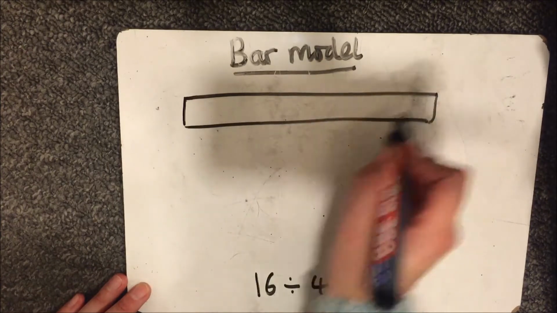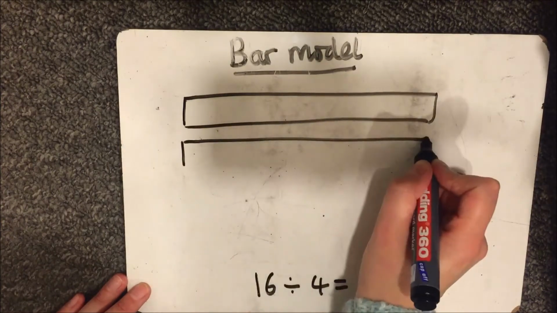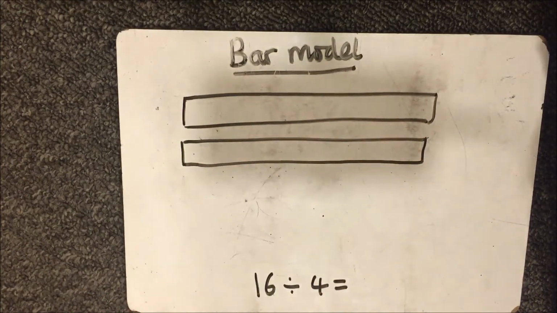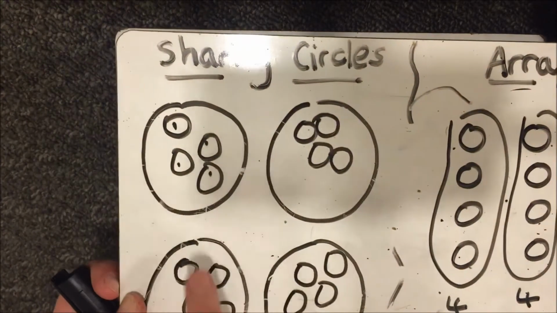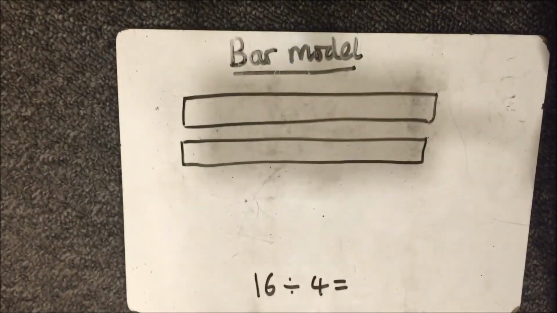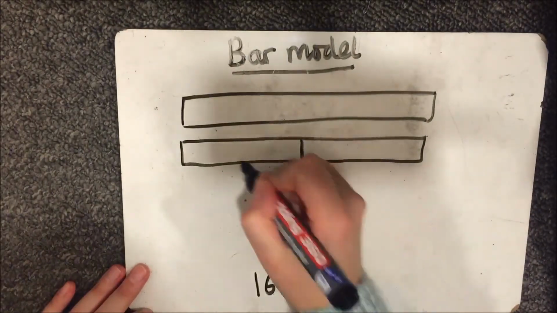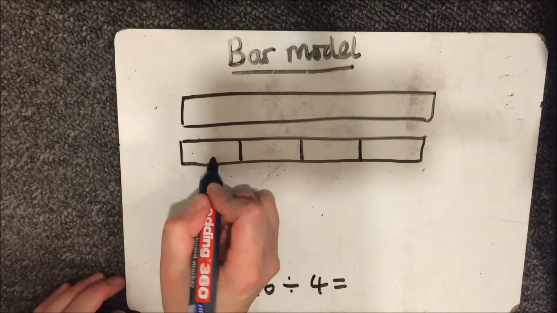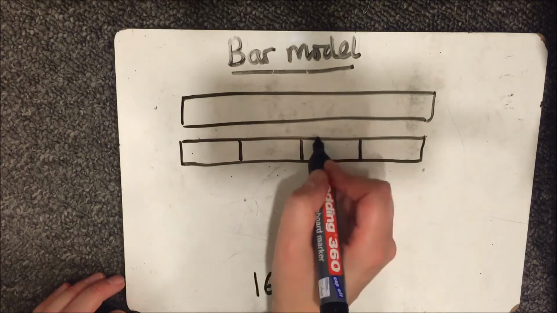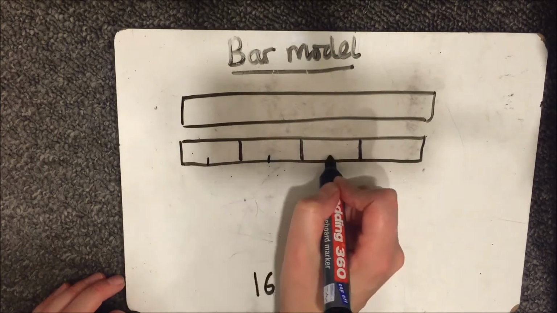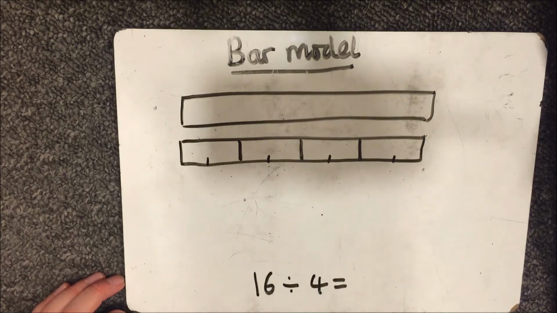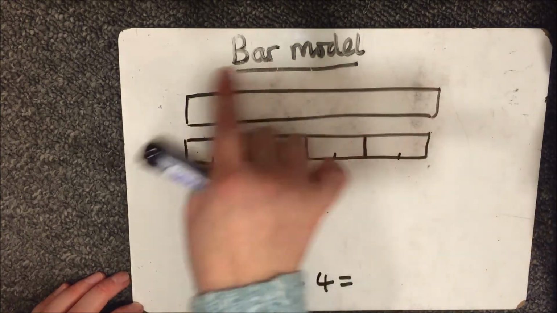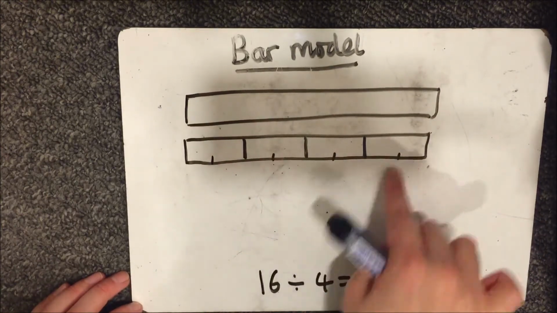So this one is my whole. Okay. Then I'm going to draw another bar underneath. How many do I cut it into? A little bit like I drew out 4 sharing circles to divide it. What am I going to cut it into? 4 pieces. Yeah. So this is going to be one person's. This is going to be another person's. So each bar, each part here, represents one person. So that's 1, 2, 3, 4 people. 16 shared between 4 people.